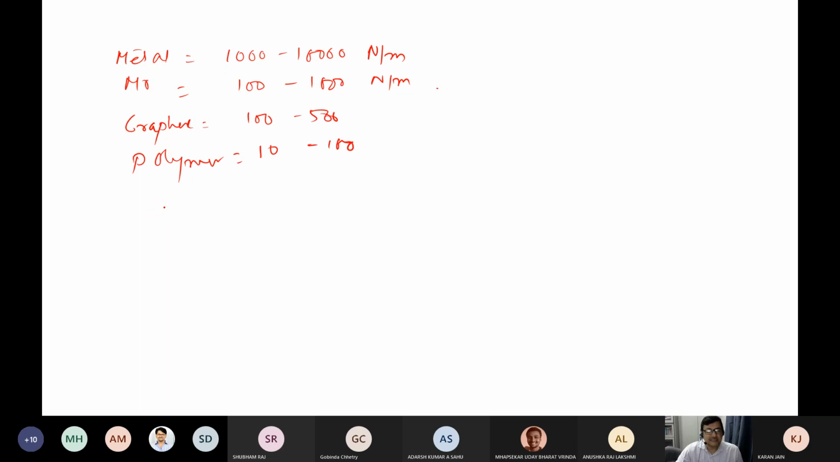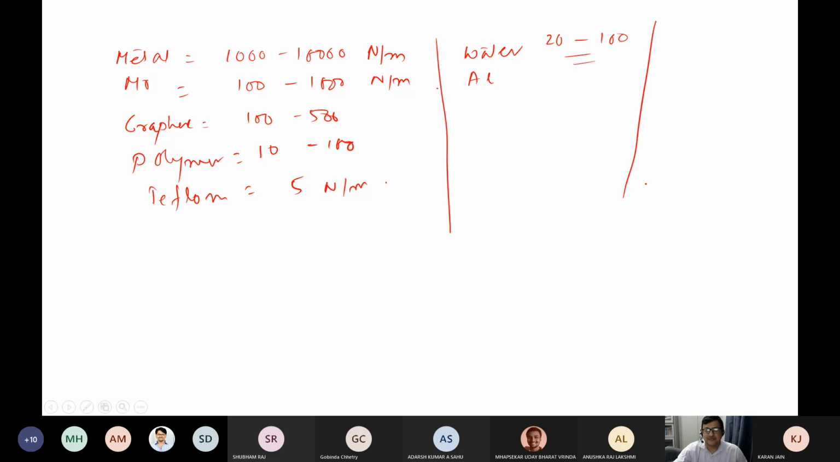The material with the least surface tension is called Teflon, which is the most hydrophobic material. It has a surface tension of about 5 Newton per meter. If you compare all the liquids, like water and alcohol, you will find them between 20 to 100. This is a typical order of magnitude of different types of materials.